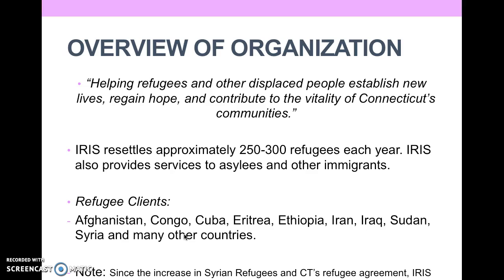Governor Malloy released, just a few weeks ago, that Connecticut would welcome refugees, and because of the mass influx in Syrian refugees in particular from other states that aren't welcoming refugees, they are coming to Connecticut and they're coming to Iris. So here are their clients, particularly, as I mentioned, Syria, Afghanistan, the Congo, Cuba, Ethiopia, Iran, Sudan, etc. So mainly countries from the Middle East and also West Africa.